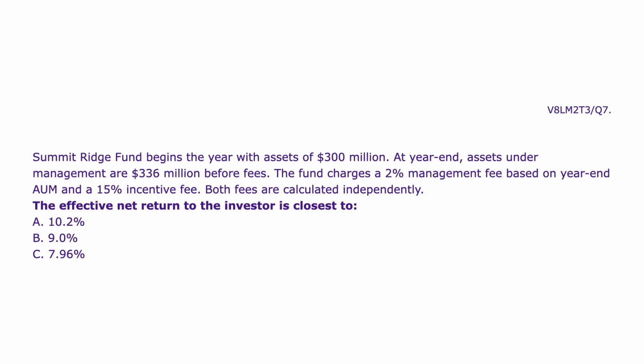Summit Ridge Fund begins the year with assets of $300 million. At year-end, assets under management are $336 million before fees. The fund charges a 2% management fee based on year-end AUM and a 15% incentive fee. Both fees are calculated independently. The effective net return to the investor is closest to A. 10.2%, B. 9.0%, C. 7.96%.